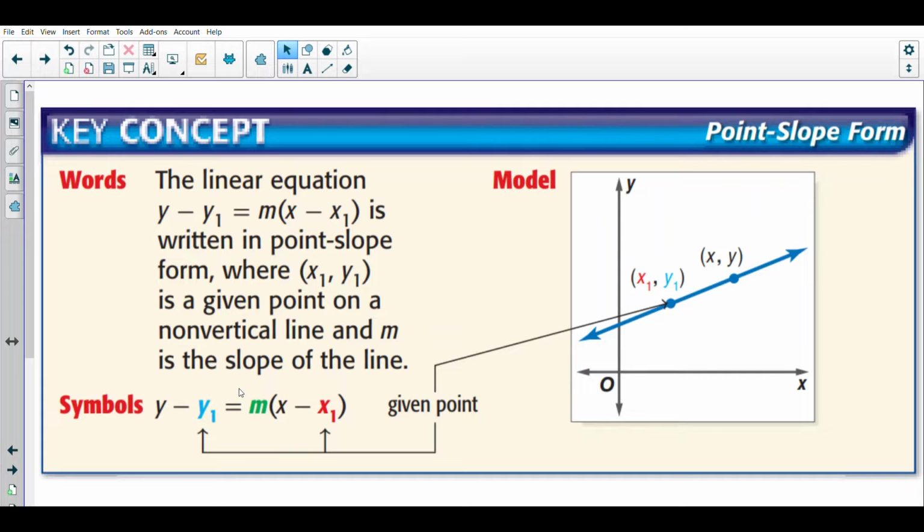The linear equation y minus y sub 1 is equal to m times x minus x sub 1 is written in point-slope form. x1 and y1 are just points, and m is still just the slope of the line. So the name gives away what's in it. It has a point and it has a slope. So we're going to practice writing that out.